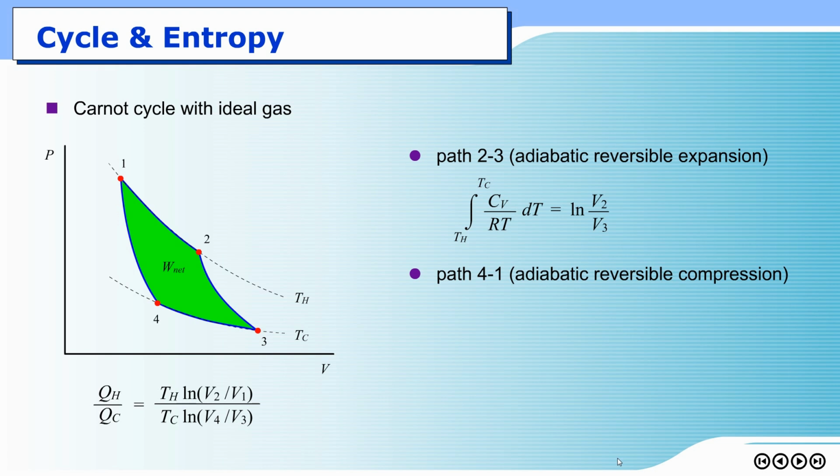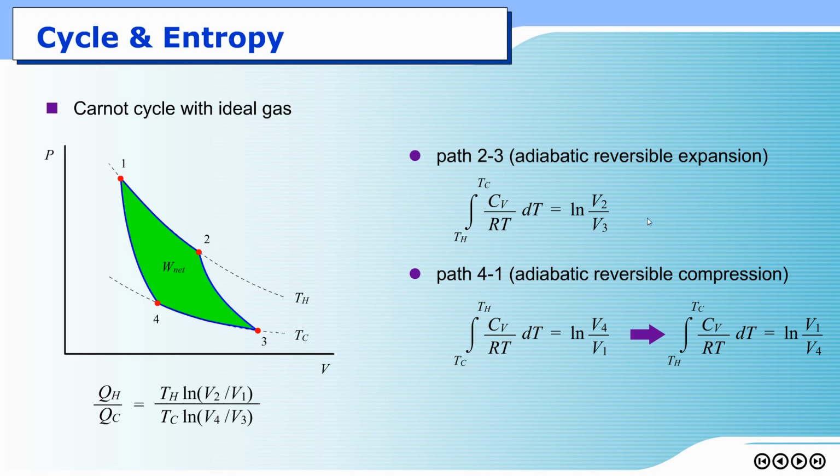Then a similar equation should be obtained from path 4 to 1, because it is also adiabatic reversible. So you obtain a similar form of equation but changing from state 4 to state 1. Therefore, integration must be done from TC to TH. You can see that this term and this term are similar. In order to make things the same, you just flip this integration limit on the right hand side. The ratio will be flipped as well.